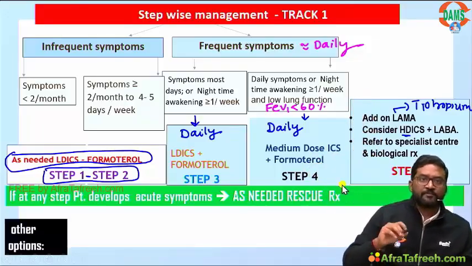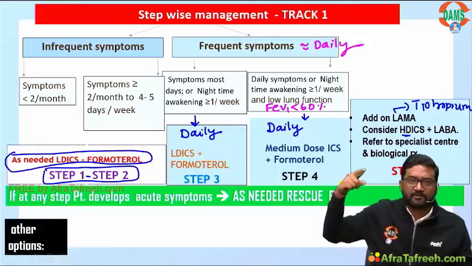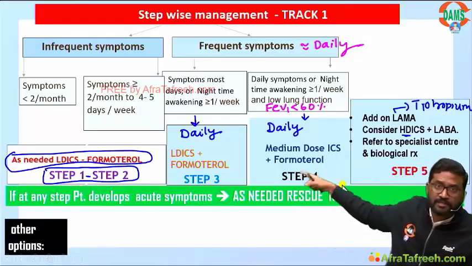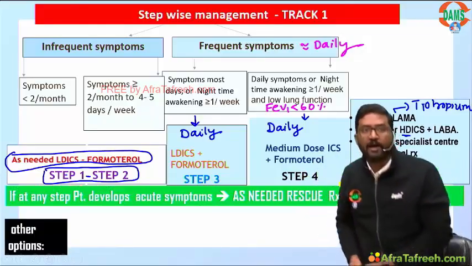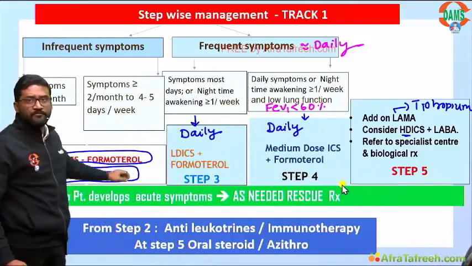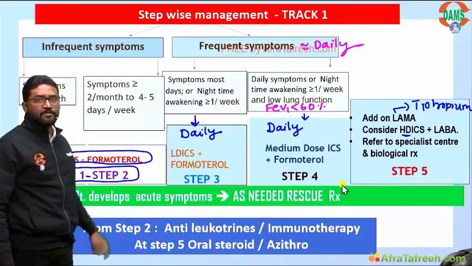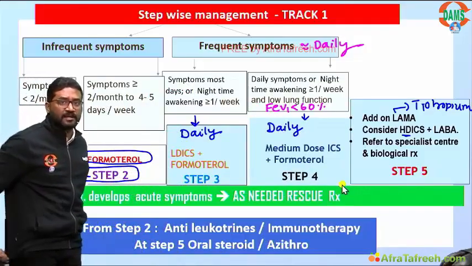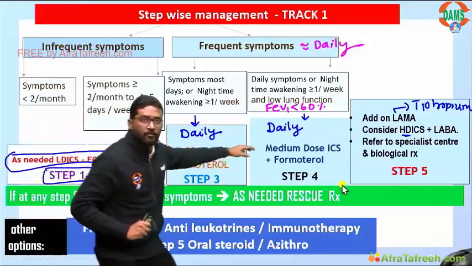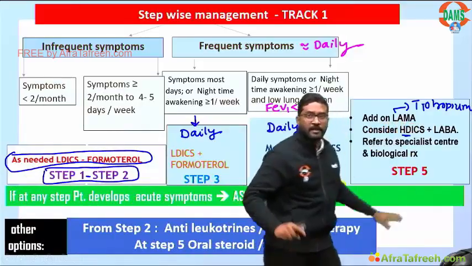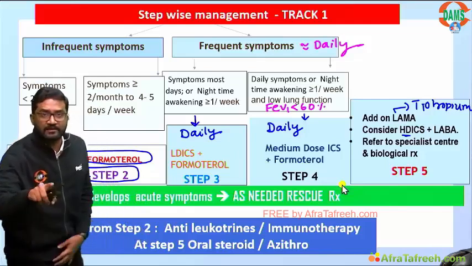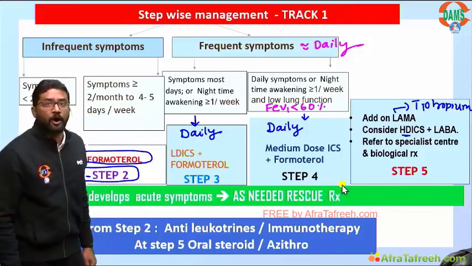So step 5 means even with step 4 the patient is not improving, students. Then you think of step 5. What are the other options available? See, from step 2 onwards, you can give anti-leukotrienes and immunotherapy. At step 5, as an optional therapy, you can give oral steroid. In the old guidelines, oral steroid was directly placed in the box. Now, because of side effects, oral steroid is kicked out of the box. It is an alternative or optional therapy.